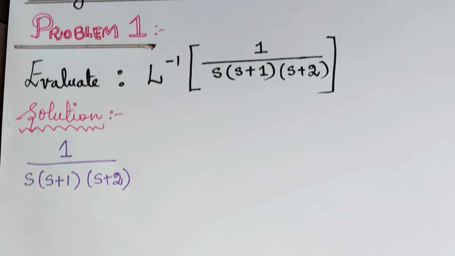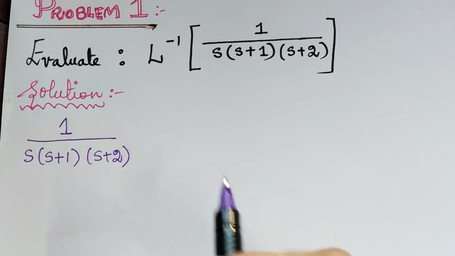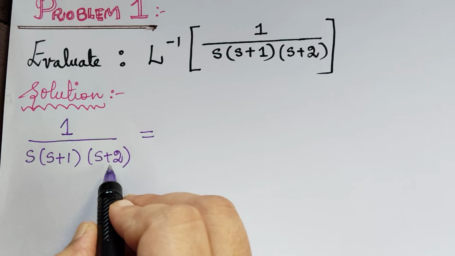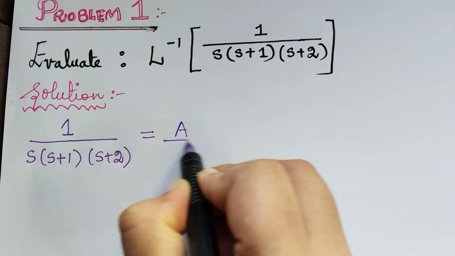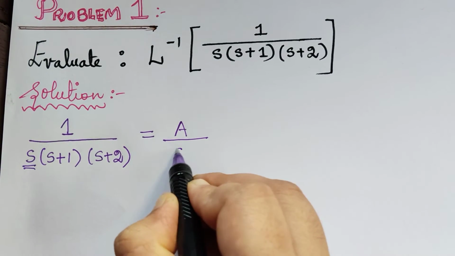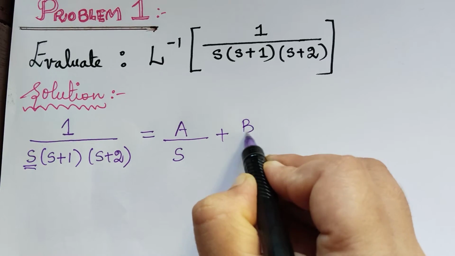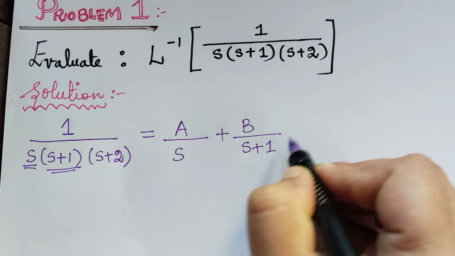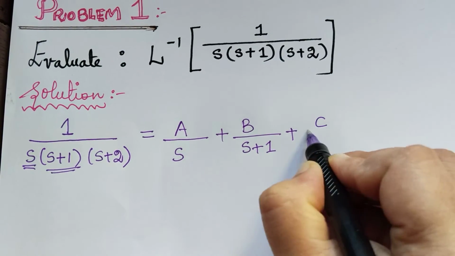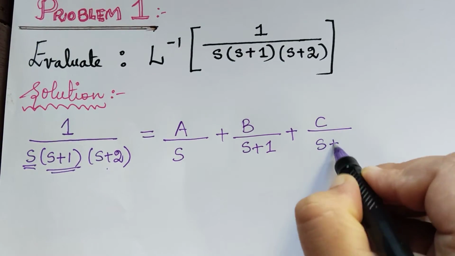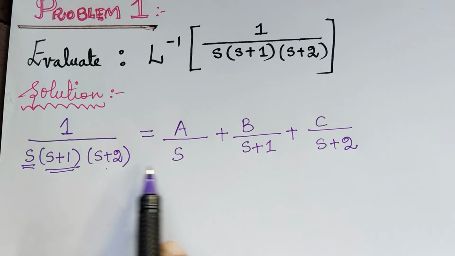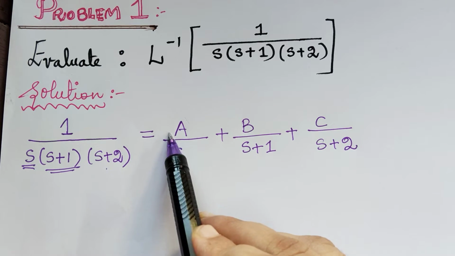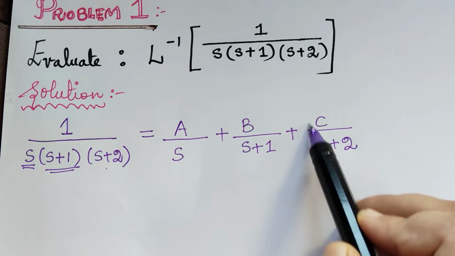So first I have taken the terms which are inside the bracket and I have written them separately. Now this can be separated by using capital A divided by the first term, that is S, plus capital B divided by the second term, which is S plus 1, plus capital C divided by S plus 2. So we have separated the denominators by using partial fractions. Now we have to evaluate the values of A, B and C.